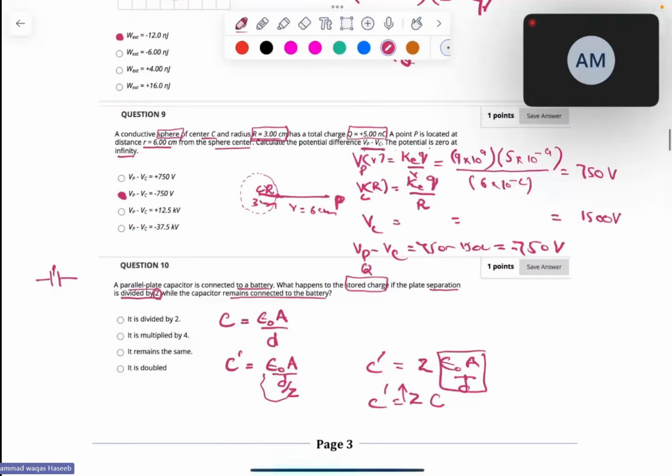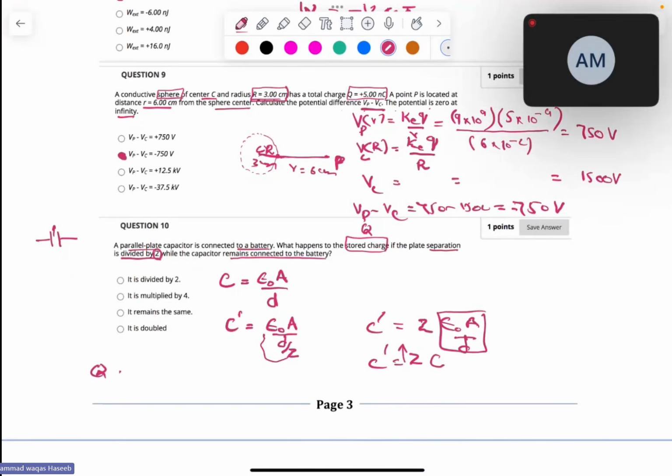So what he's asking is the total charge stored. The charge stored is related to the capacitance by Q equals CV. So if the capacitance increases by 2, the charge will also increase by 2 because they are directly related to each other. So its charge is going to be double. If we decrease the area by 2, then the capacitance goes down by 2, so it will be halved.